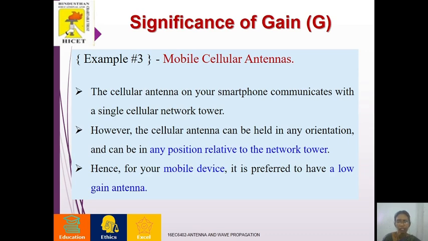Whereas coming to mobile cellular antennas, the cellular antenna on your smartphone is an example of a mobile cellular antenna which communicates with a single cellular network tower. You can have the cellular antenna in any orientation. It can be in any position relative to the network tower. So in such cases, it is better to prefer a low gain antenna for our application.